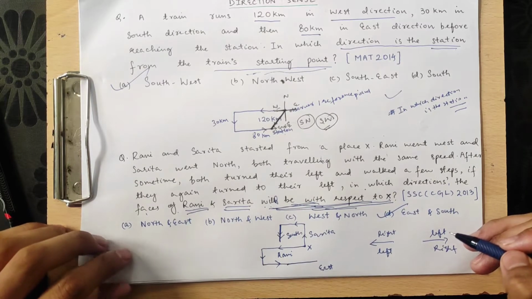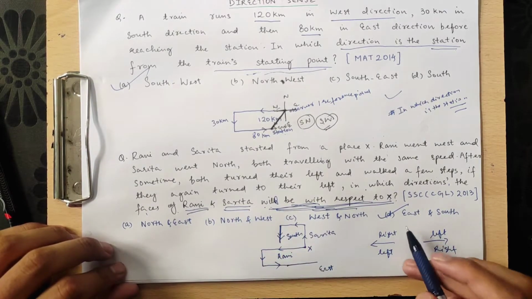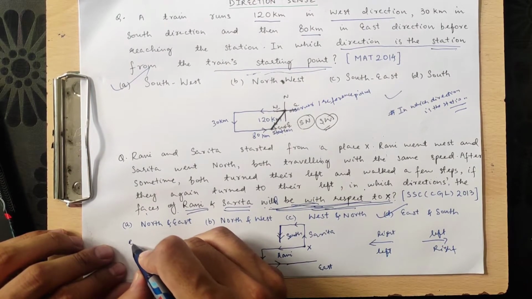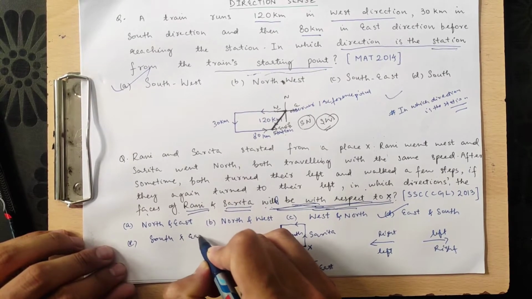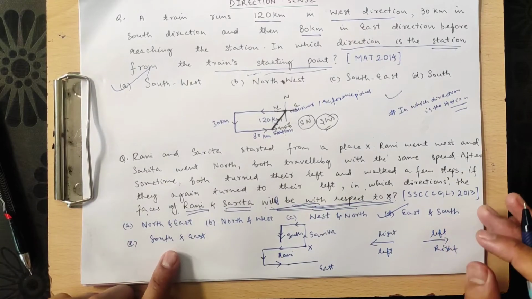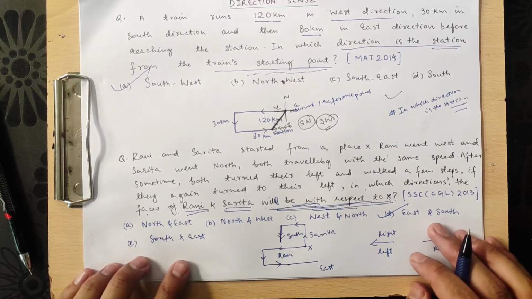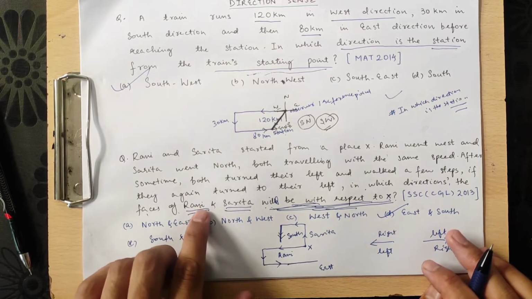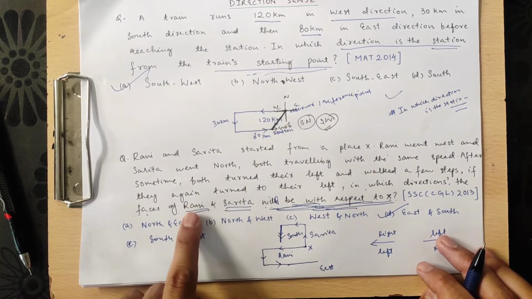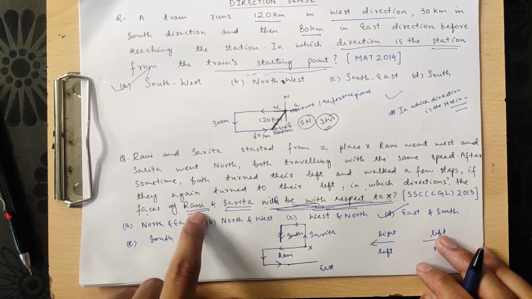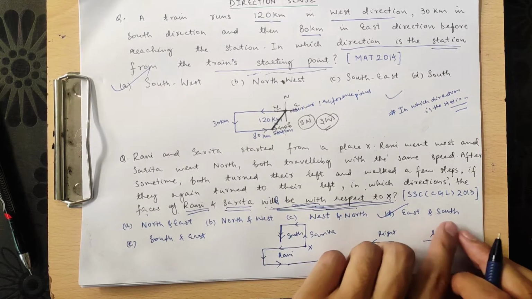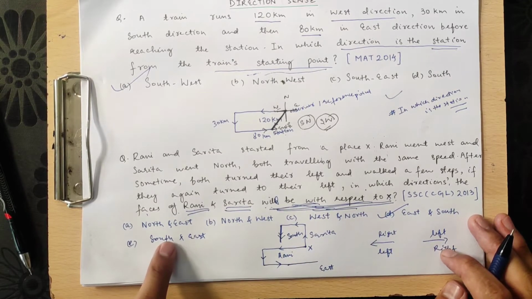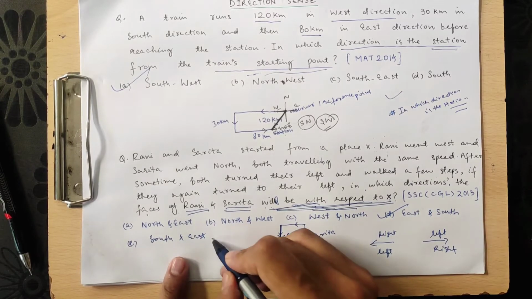Sometimes the questioner gives south and east as an option. The fifth option is south and east. Now the correct option is east and south, because he is asking about Rani first and then Sarita. So we have to find the direction of the face of Rani first and the direction of the face of Sarita second. So I wrote east and south. Now if you see in the options, there is south and east. This is an absolutely wrong answer.